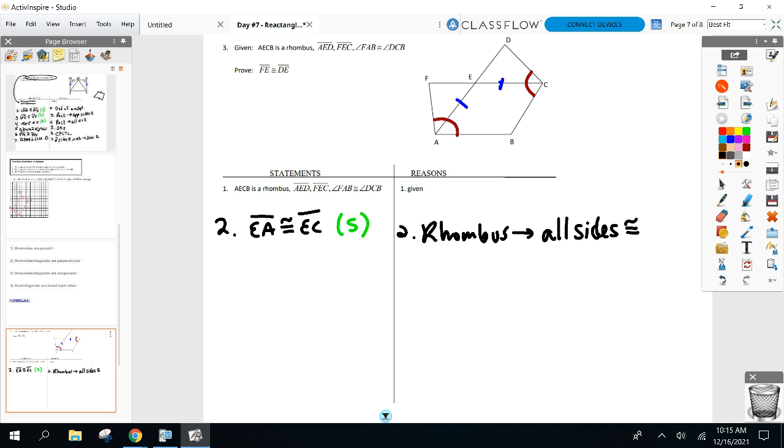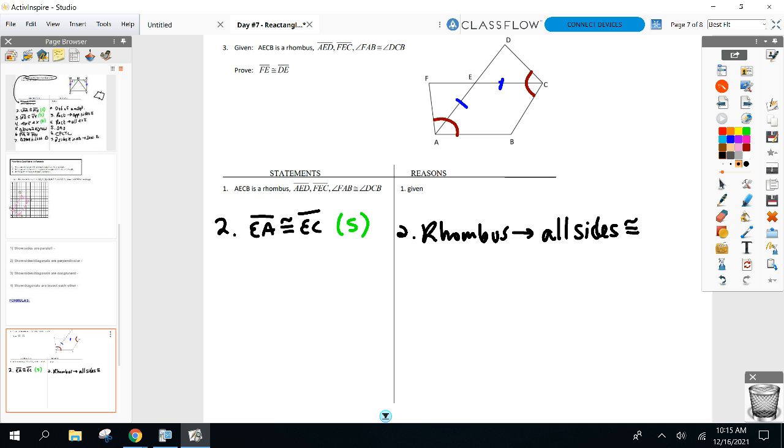A little bit tougher than the rectangle one. That's fine. Remember, that given is there for a reason.